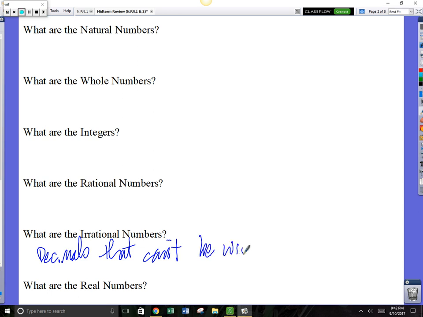Can't be written as a fraction. So these are kind of weird numbers. They're decimals that go on forever, but they have no pattern that we can pick up on. So we cannot kind of anticipate what's coming next.